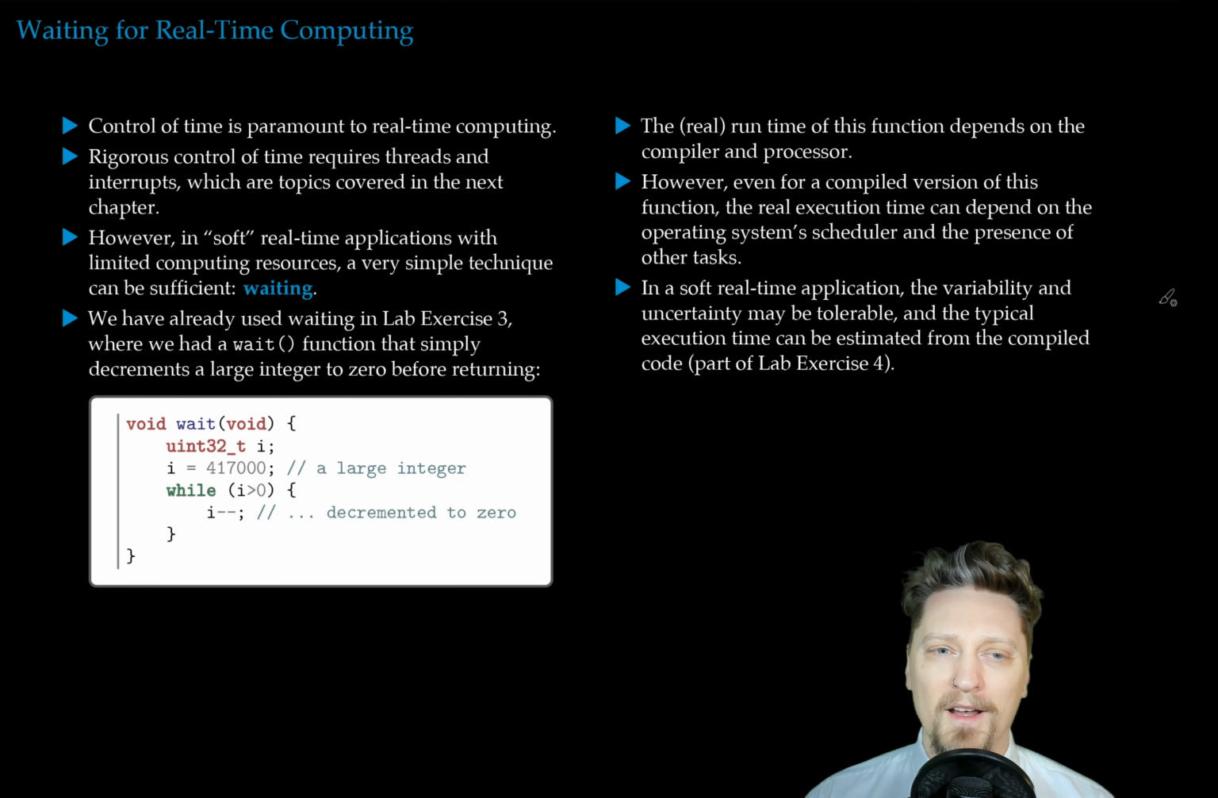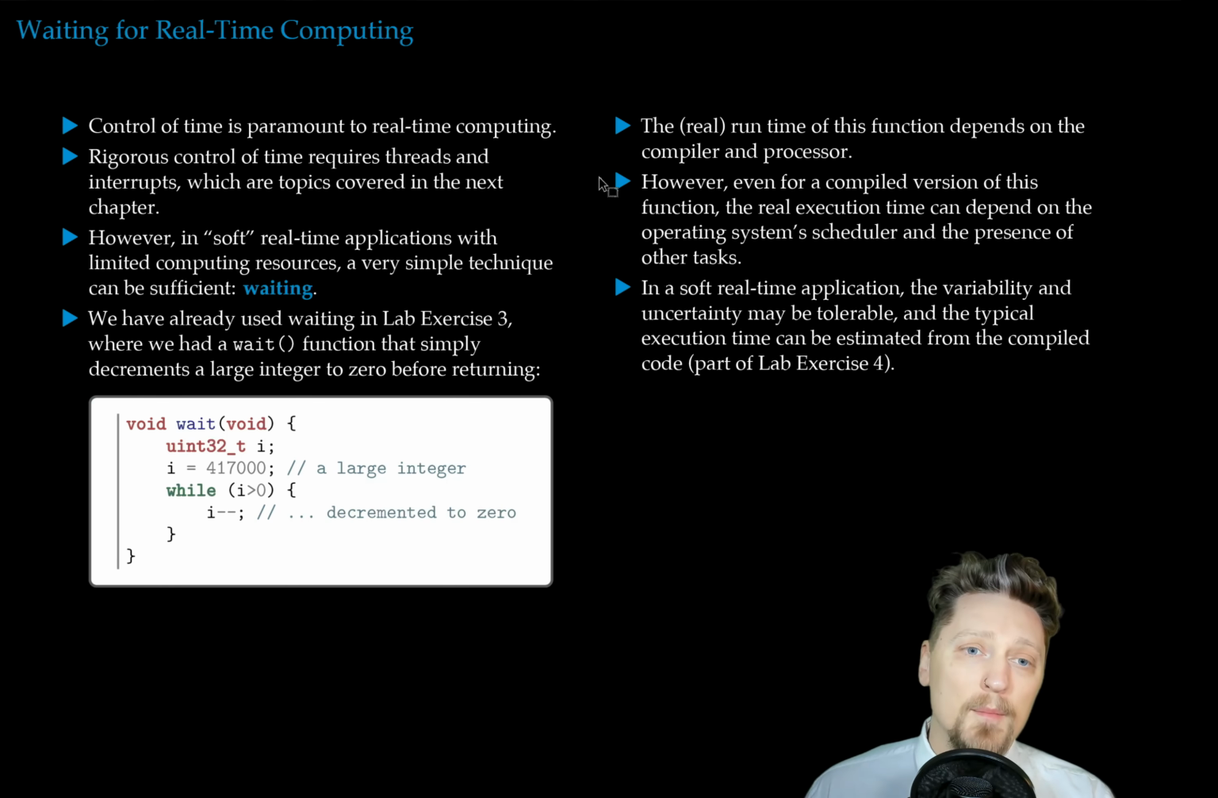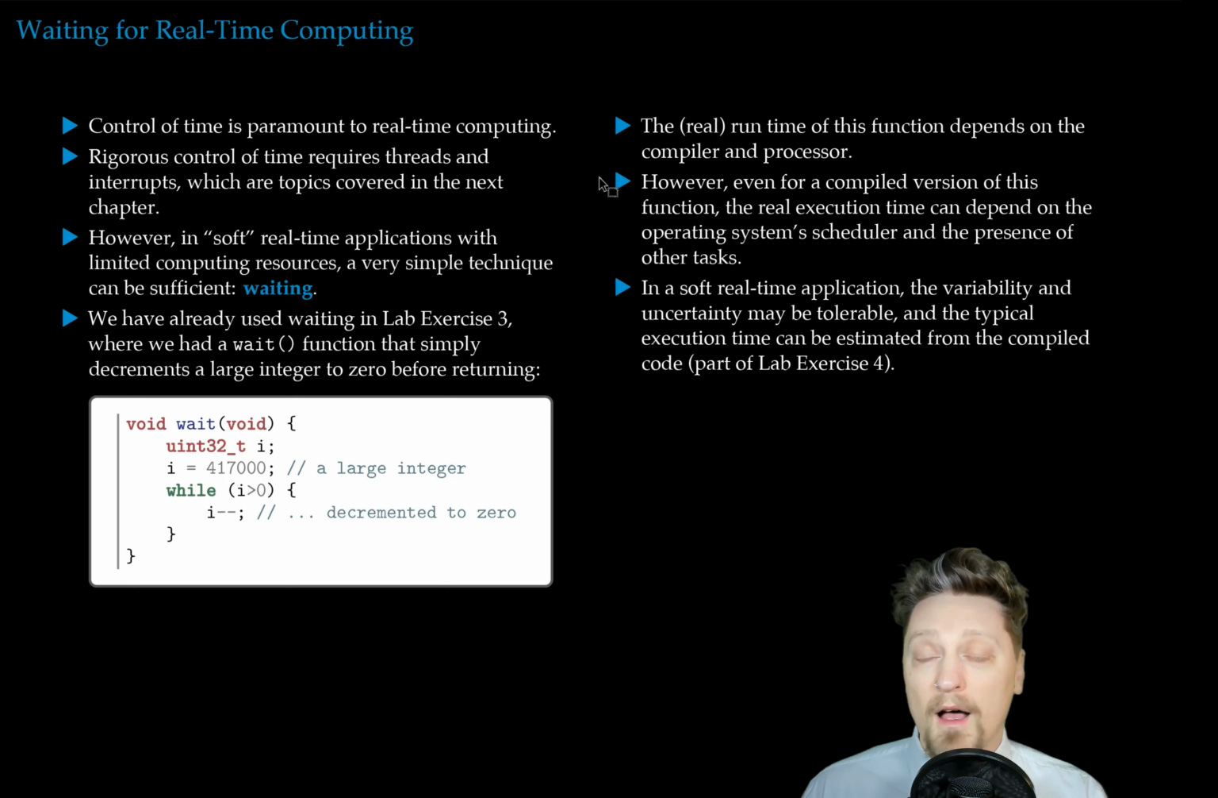Okay, waiting for real-time computing. Control of time is paramount for real-time computing. Rigorous control of time requires threads and interrupts, which are topics covered in the next chapter, chapter 5. However, in soft real-time applications with limited computing resources, a very simple technique can be sufficient: waiting.